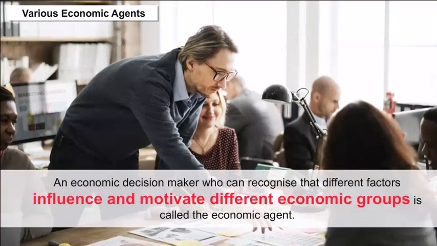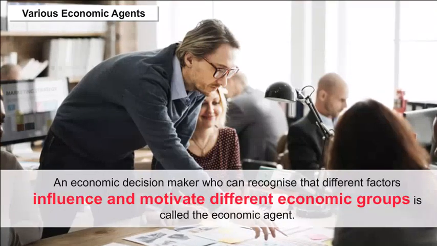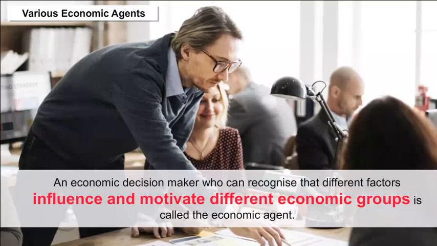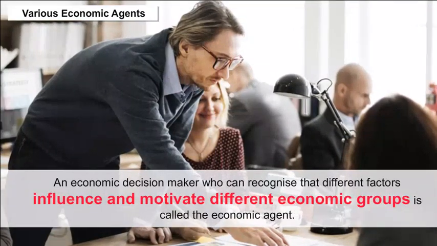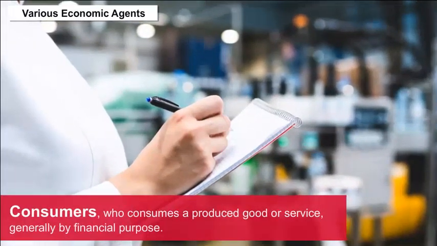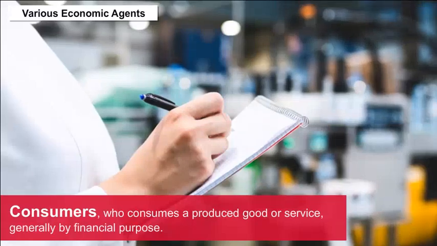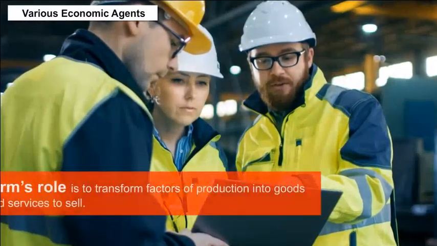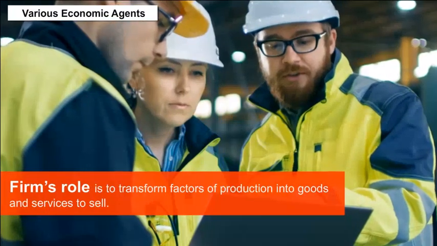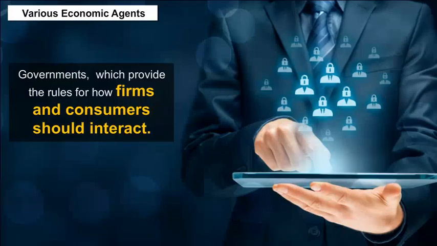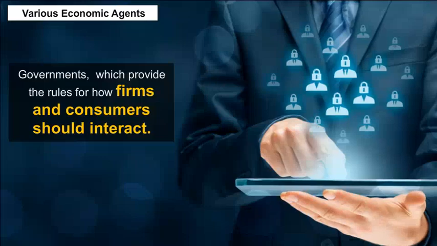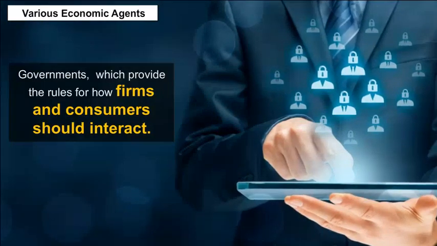Various economic agents. An economic decision maker who can recognize that different factors influence and motivate different economic groups is called the economic agent. There are three types of economic agents. 1. Consumers, who consume a produced good or service, generally for financial purpose. 2. Firms' role is to transform factors of production into goods and services to sell. 3. Governments, which provide the rules for how firms and consumers should interact. This is evident in developed economies.